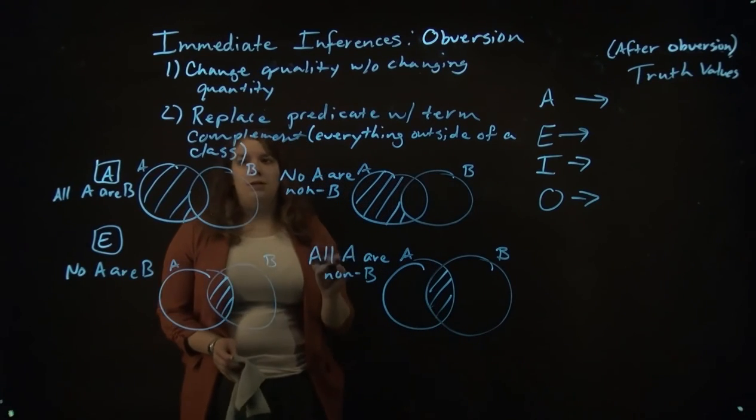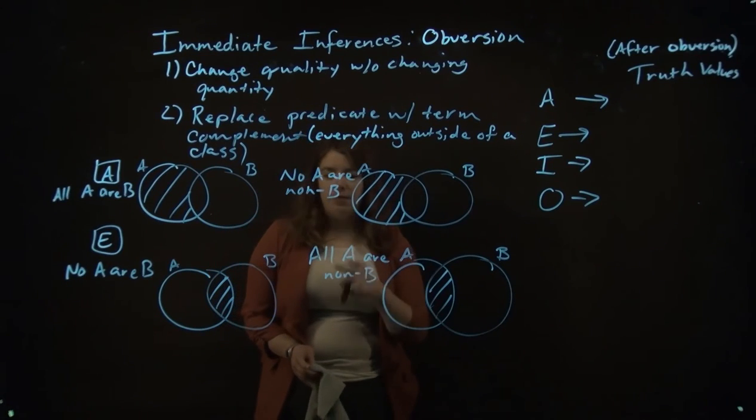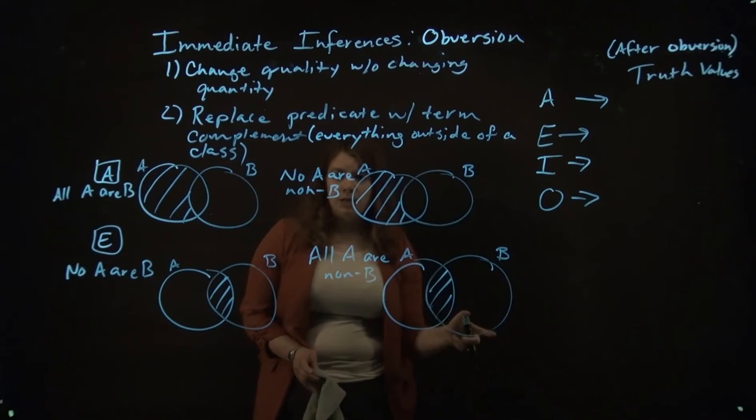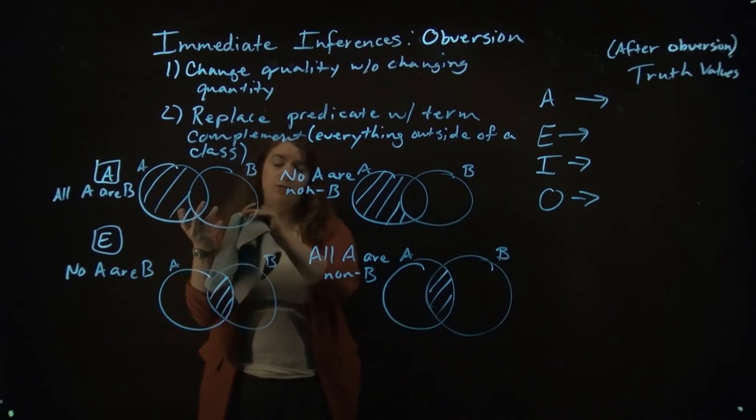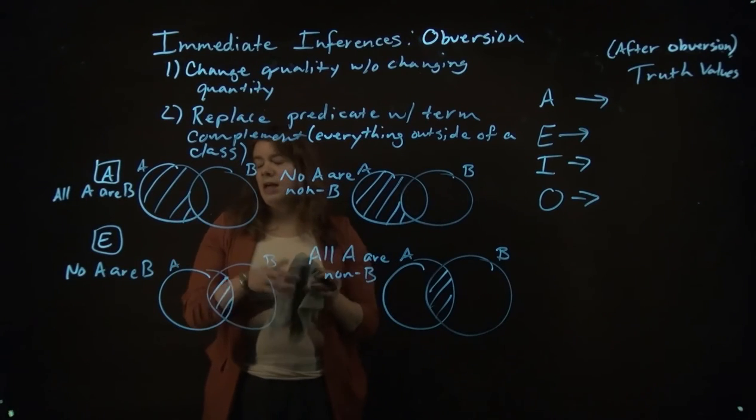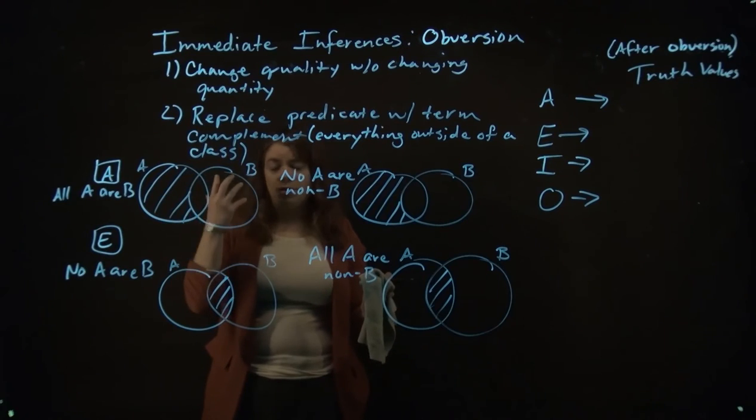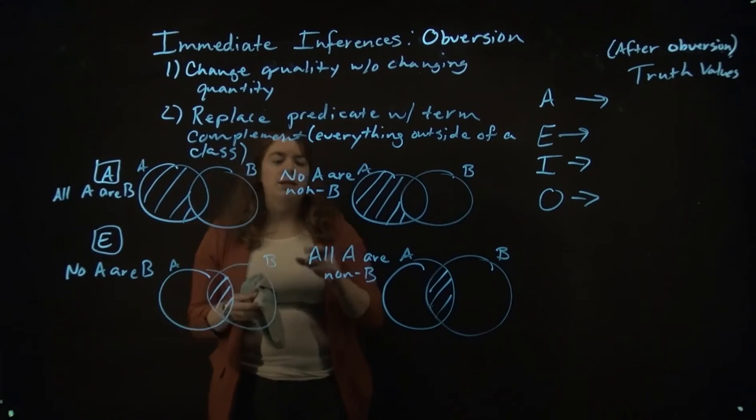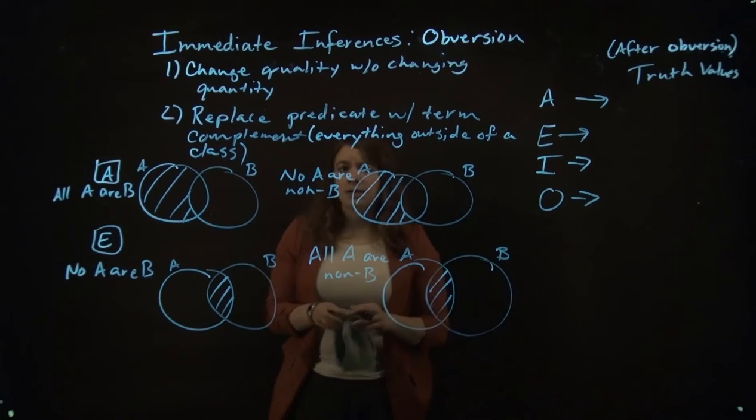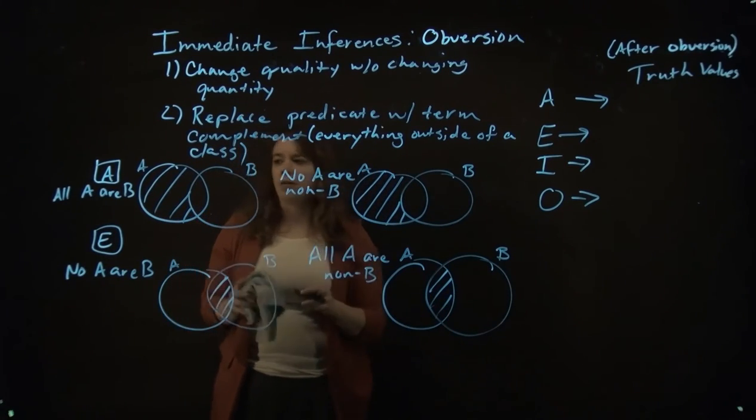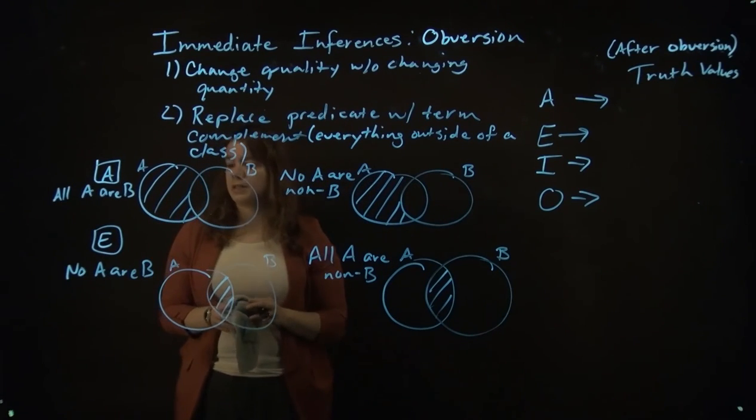So a complement here, when we're talking about a term complement or something that's complementary, we're basically talking about everything that is outside of a particular class. So if you have class B, the complement of class B would be non-B, everything outside of it. To be more specific, if you have a class that represents cars, or the class of cars, then the complement of that would be all non-cars. So planes, trains, elephants, that sort of thing. Anything that is not a car would be a complement of that initial class.